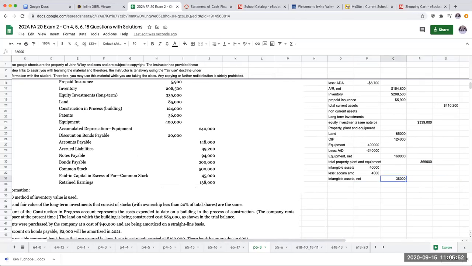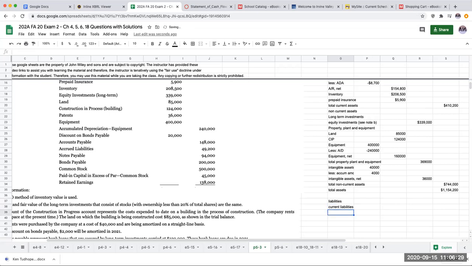So my total non-current assets is going to be the intangibles plus the property, plant, and equipment plus the equity investments. So my total assets will be 1,154,200.